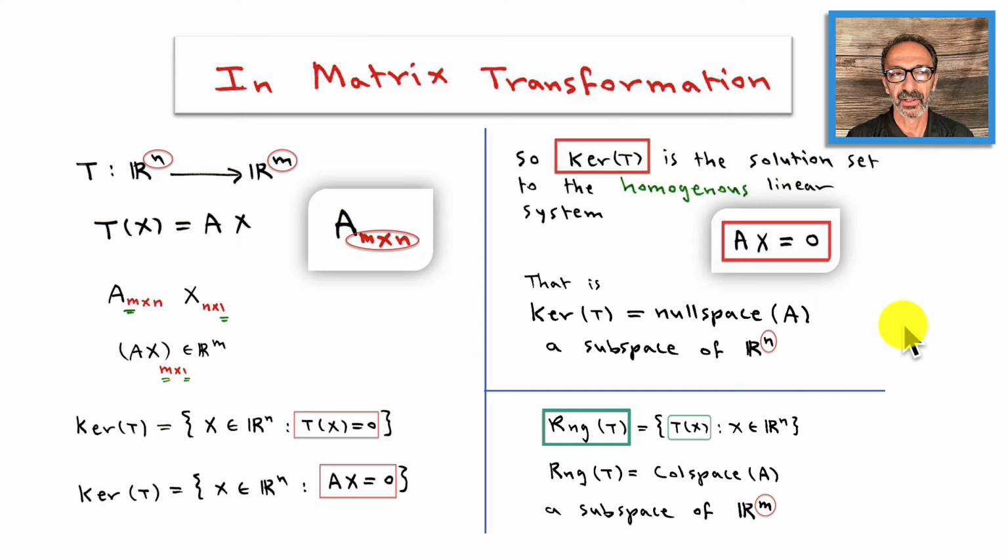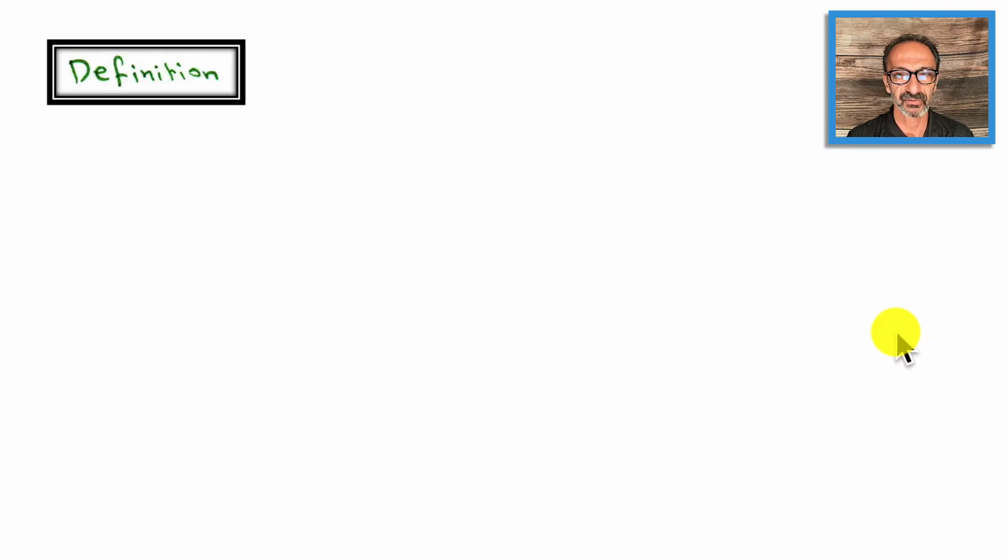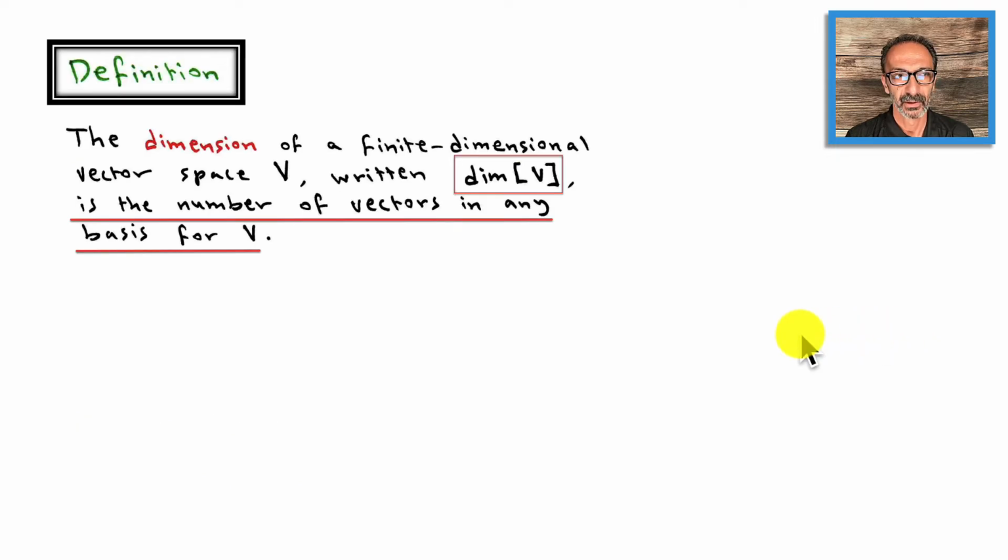Also, to help you with the kernel, let's go back to some ideas or some thoughts that we need. Here's the definition. The dimension of a finite dimensional vector space V, written dim V, is the number of vectors in any basis. That's when we look at the basis of V.